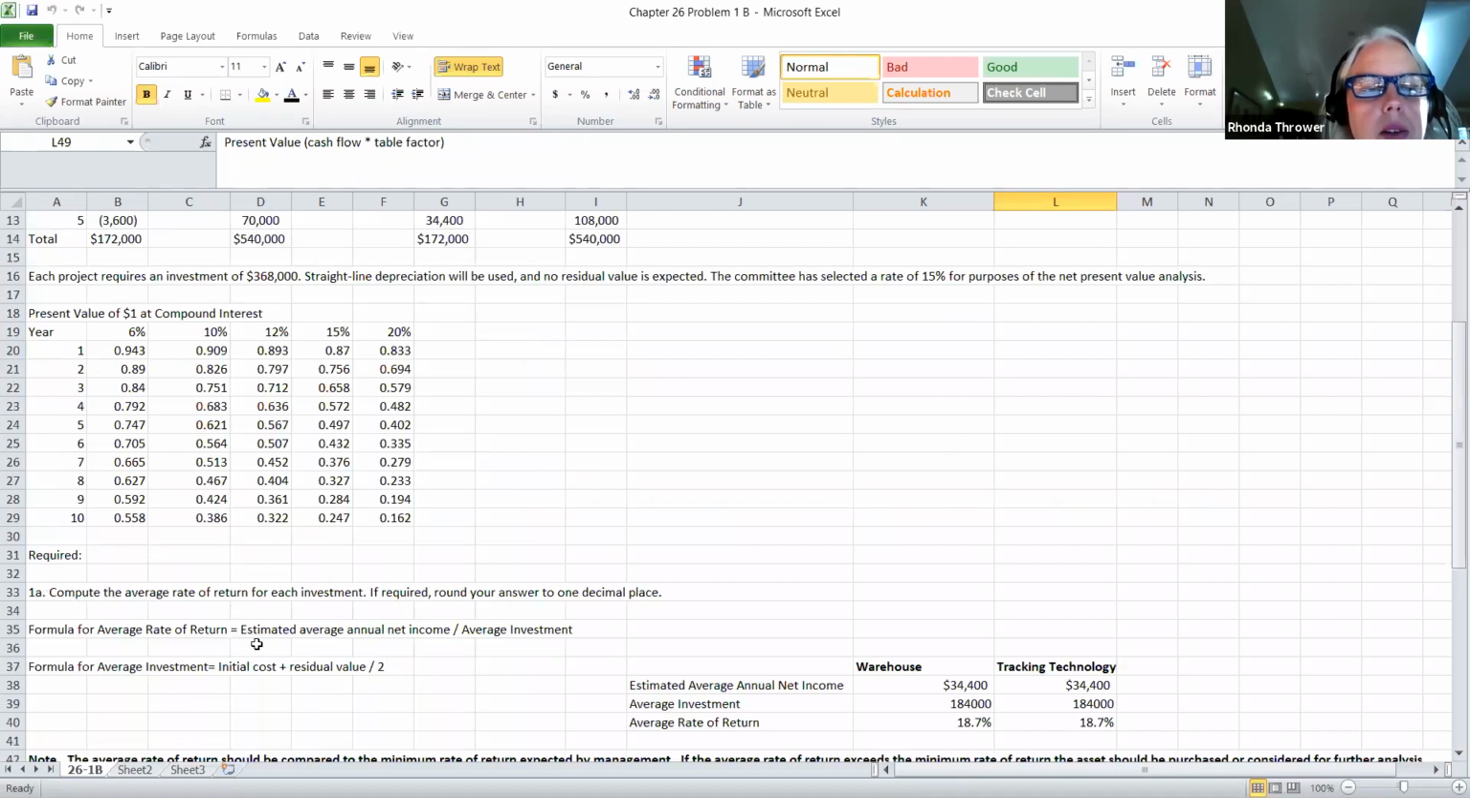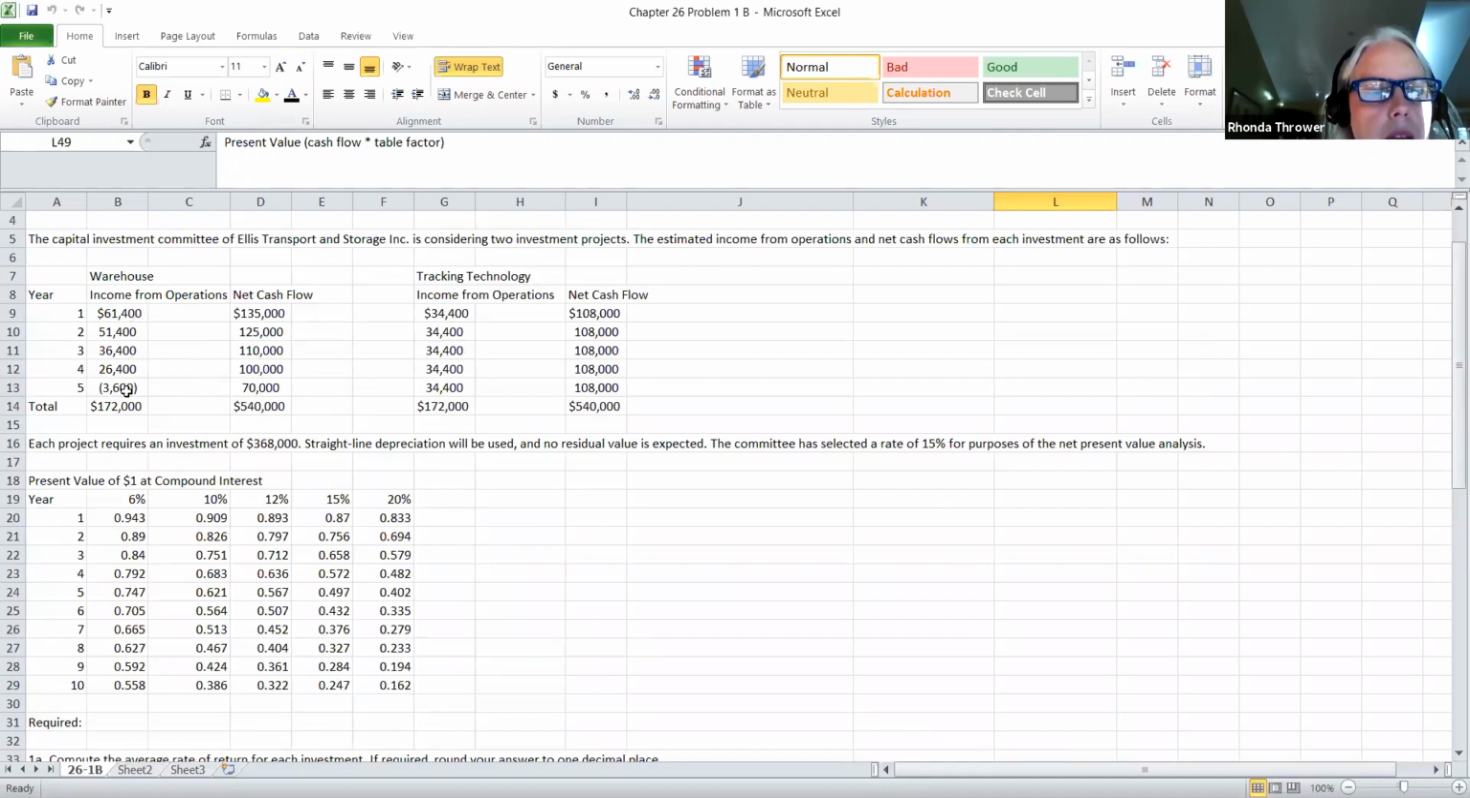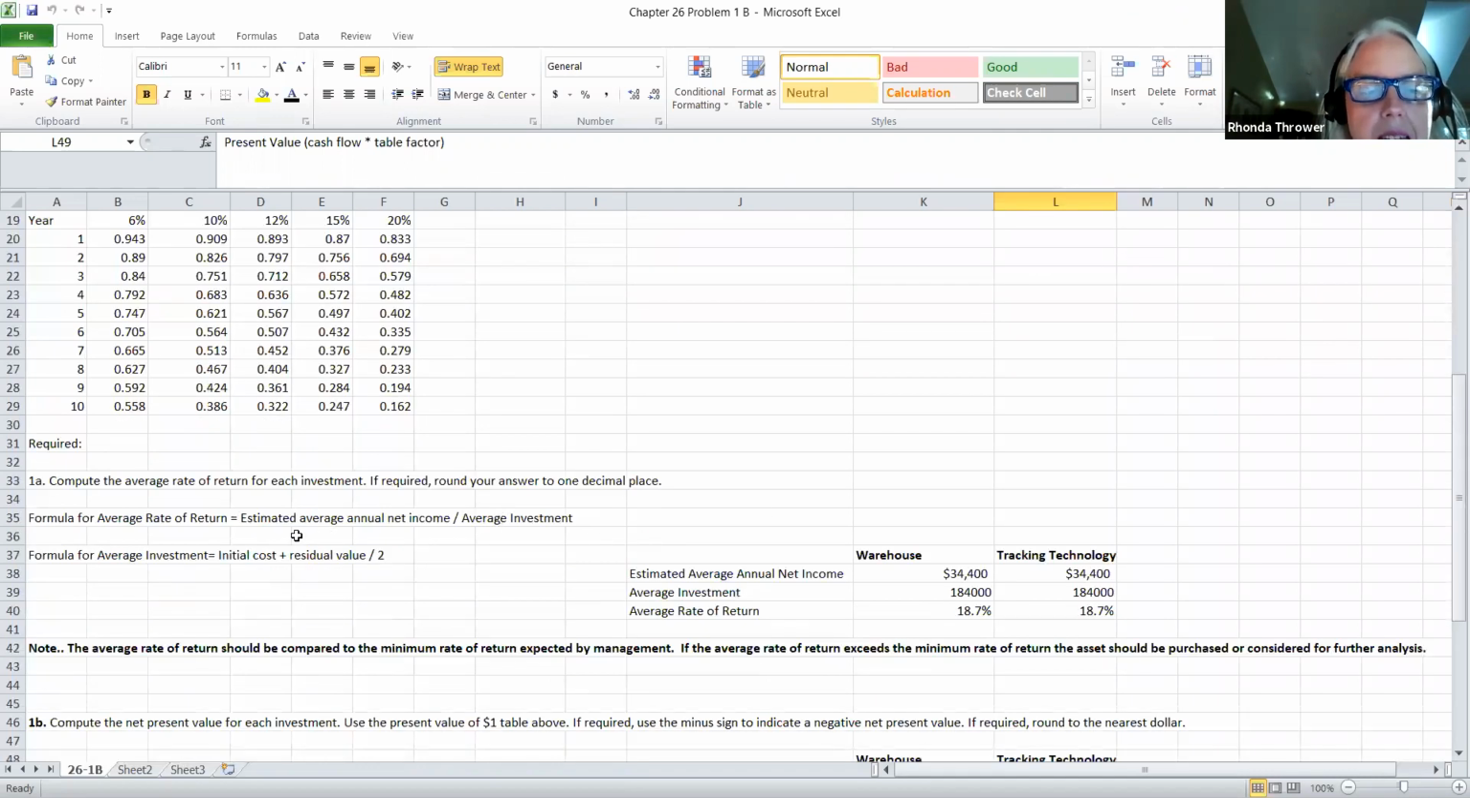We first are going to find an estimated average annual net income, which means that we're going to take all of these incomes and add them together. In this problem, they've done it for us. They've totaled up the amount of the net income for 5 years as being 172,000. You, however, have to find an average. So we're going to take this 172,000 and divide it by the life of the asset in years. This asset is going to have a life of 5 years. So 172,000 divided by 5 is how we get the estimated average annual net income.